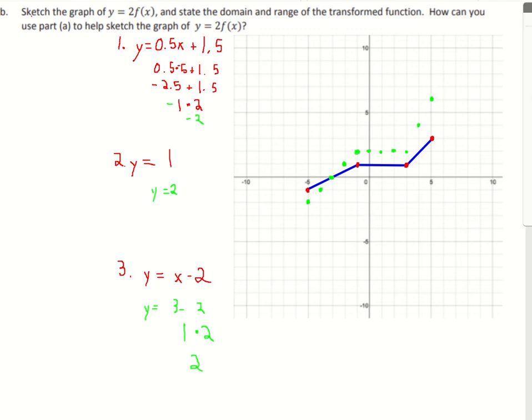Now what I can do is draw our lines here. And my transformed function is going to look like this.